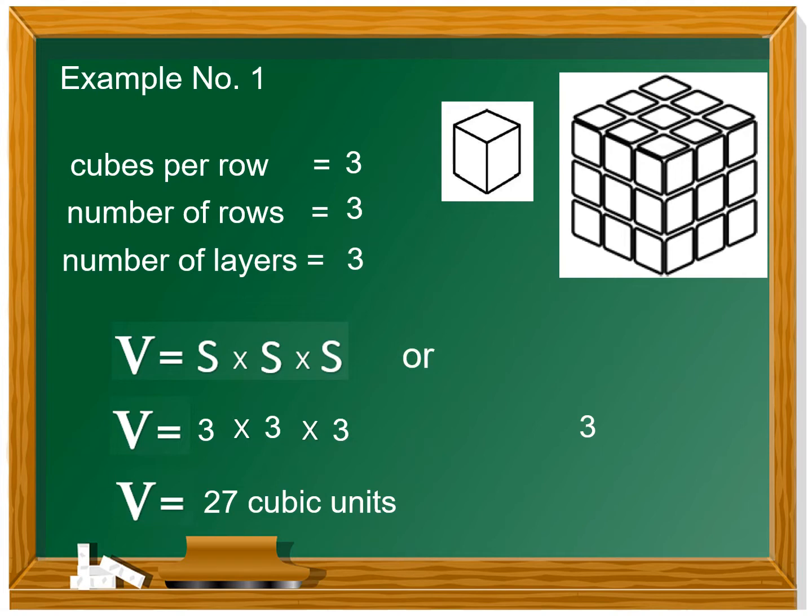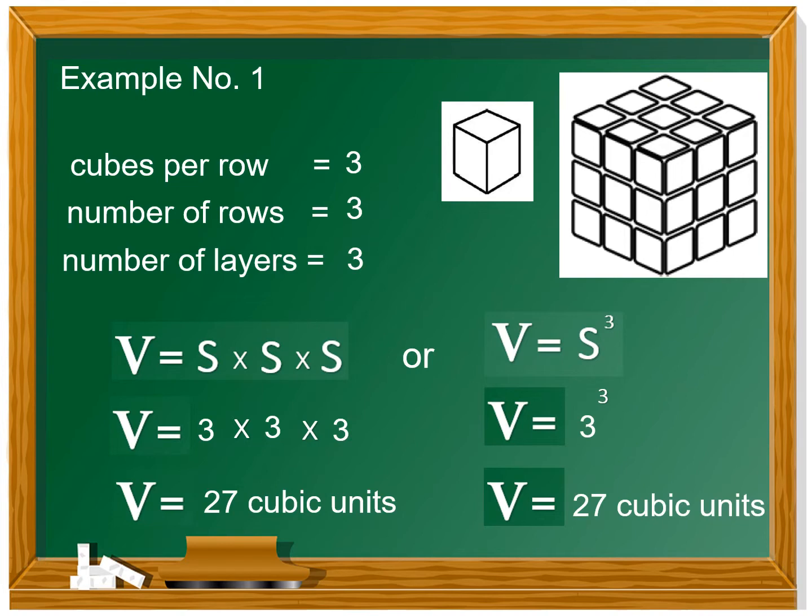Now, let's have the second formula. Volume is equal to S cubed. Volume is equal to 3 cubed, which also means 3 times 3 times 3, which is equal to 27 cubic units.